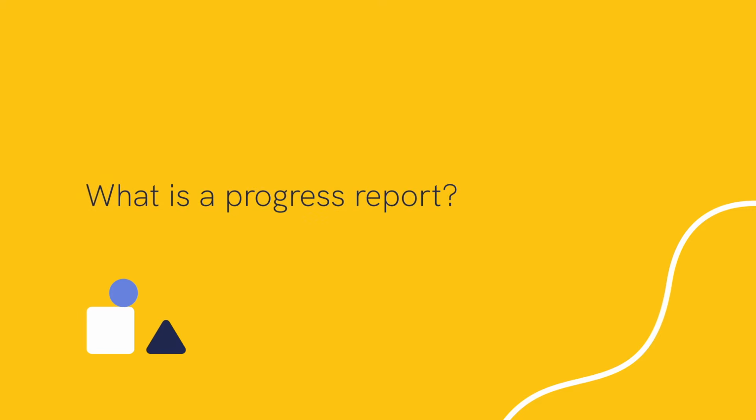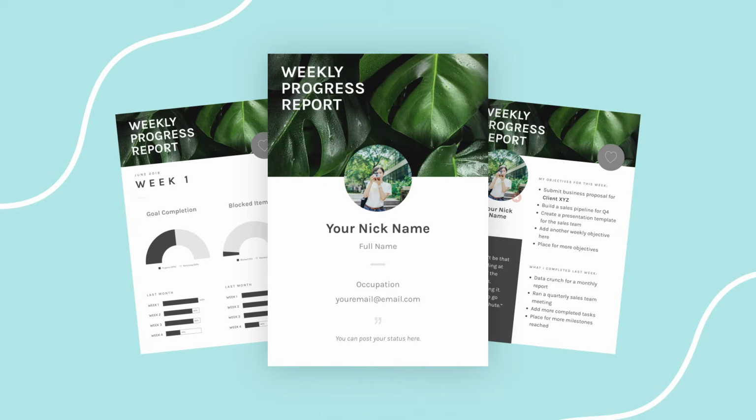What is a progress report? A progress report is exactly what it sounds like, a document explaining in detail how far you've gone towards the completion of a project. A progress report is typically written for a supervisor, colleague, or client. You might write it on behalf of or work together with your teammates to produce a team progress report.